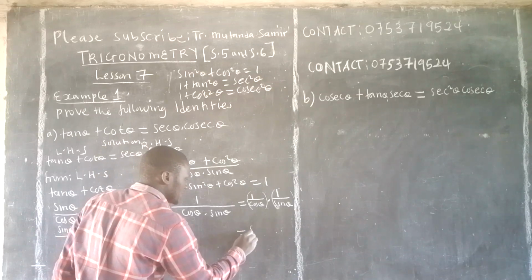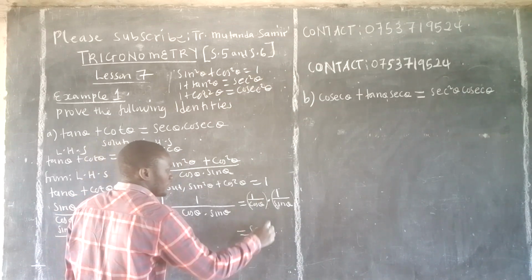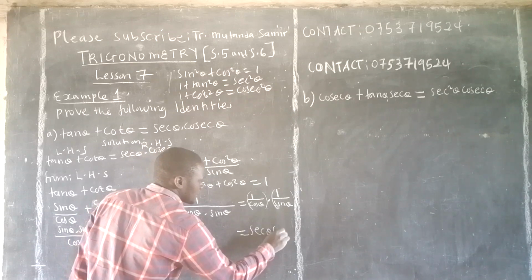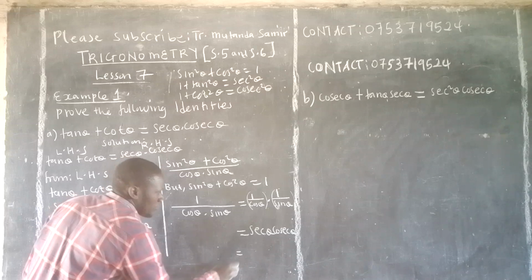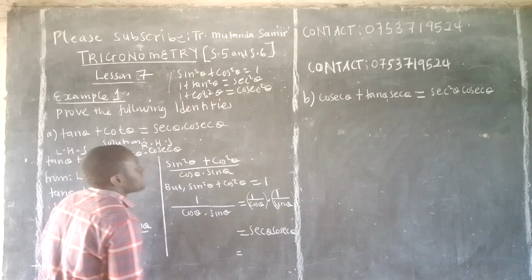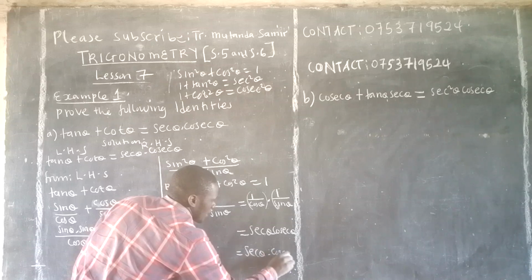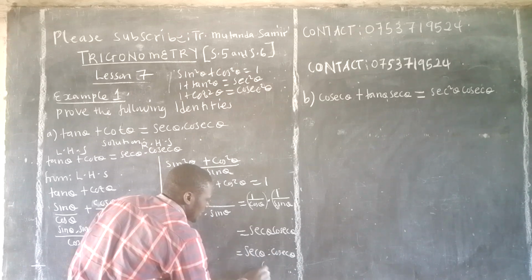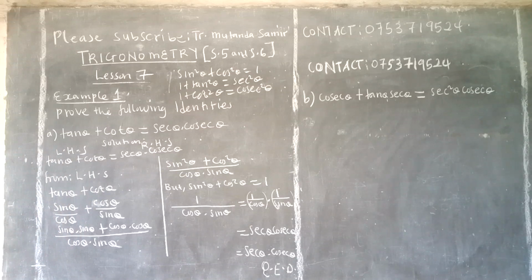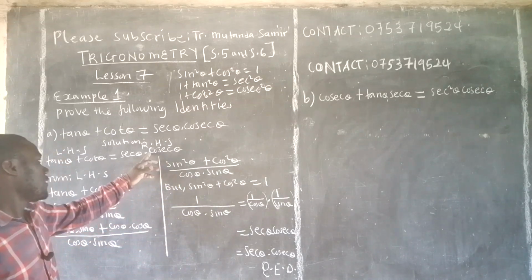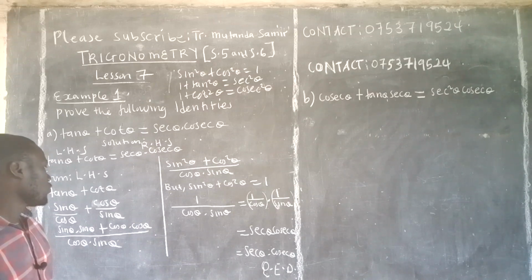1 over cos is sec theta from reciprocals of trigonometry. Then how do you call 1 over sine? 1 over sine is cosec theta from the reciprocals of trigonometry. So our final answer will just be sec theta cosec theta. Then you can say quite easily done. It has finally come out. So you can as well start from right to left, and still it can come out.